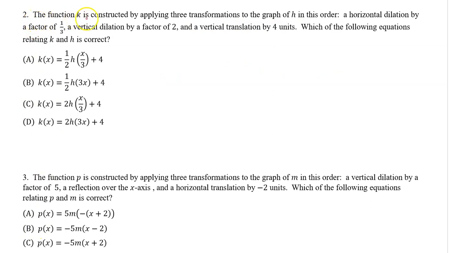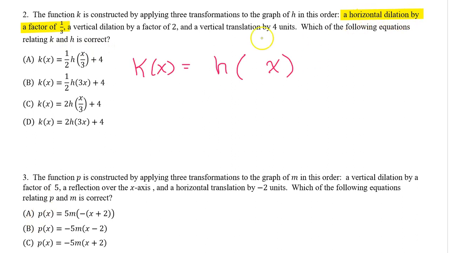Number 2, the function k is constructed by applying three transformations to the graph of h in this order: a horizontal dilation by a factor of 1/3, a vertical dilation by a factor of 2, and a vertical translation by 4 units. Which of the following equations relating k and h is correct?